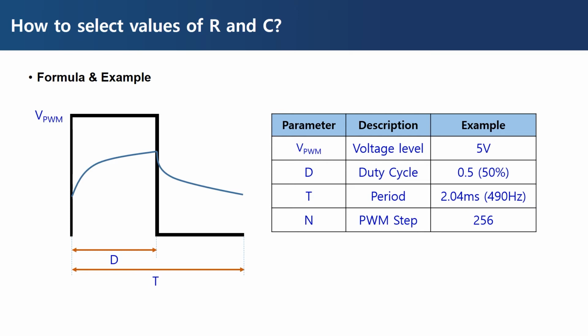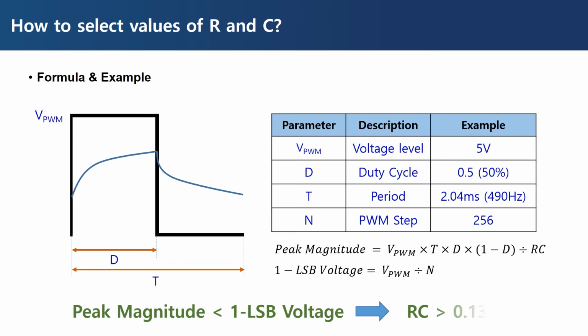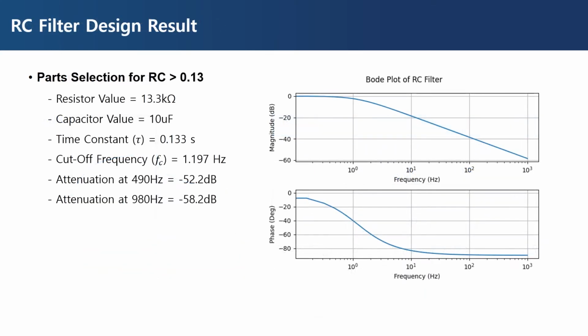Based on these parameters, the peak magnitude of the analog signal can be calculated with the following formula. And as I mentioned before, 1 LSB voltage is calculated as follows. Calculating the required RC value based on this formula, we obtain an RC value of 0.13. In other words, the multiplied value of the resistor and capacitor used in the RC filter should exceed 0.13. This is also the time constant of the RC filter. The duty cycle value of 50% is used for the calculation, since this maximizes the peak magnitude of the filtered signal.